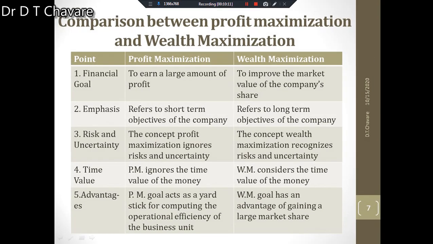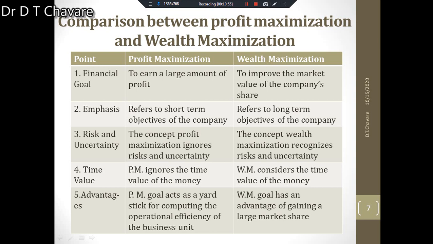Now, we have to understand the comparison between profit maximization and wealth maximization with the help of different points, which I have given in this chart. In column number 1, different points are given. With the help of those points, we can differentiate between profit maximization and wealth maximization. First difference we study according to the financial goal. In case of profit maximization, what is the financial goal? To earn a large amount of profit is the financial goal of profit maximization.